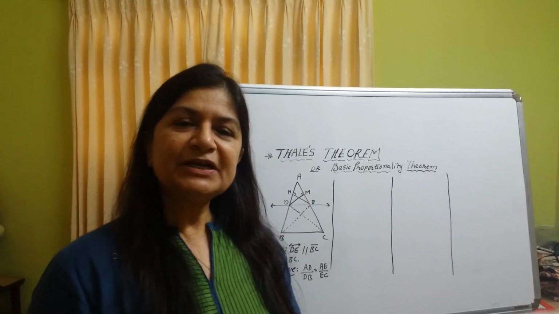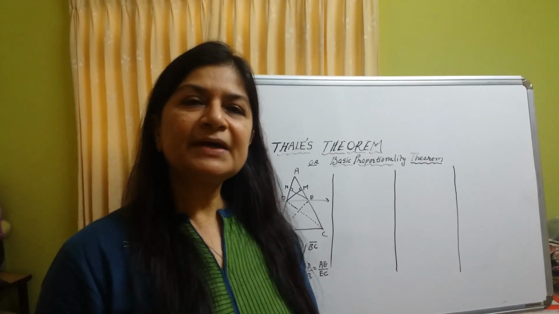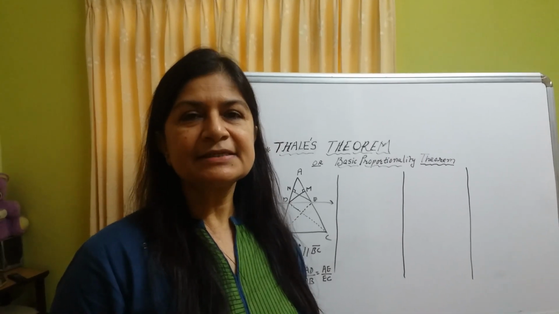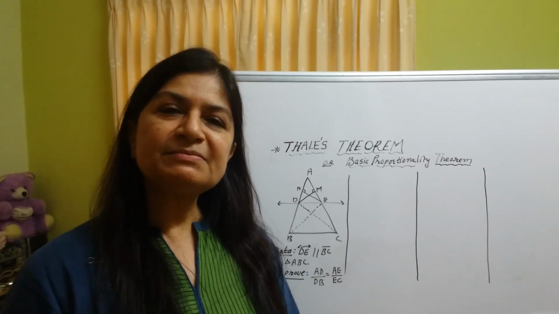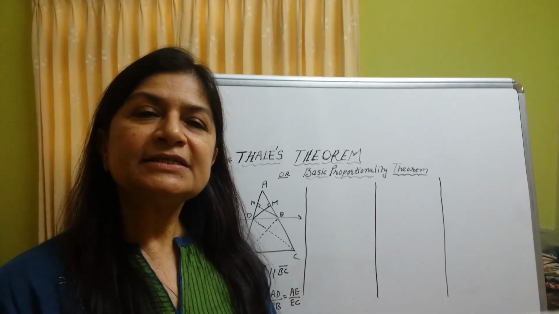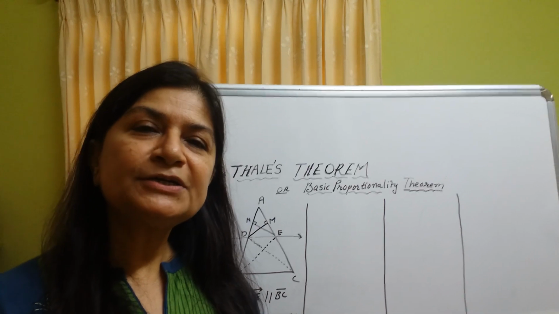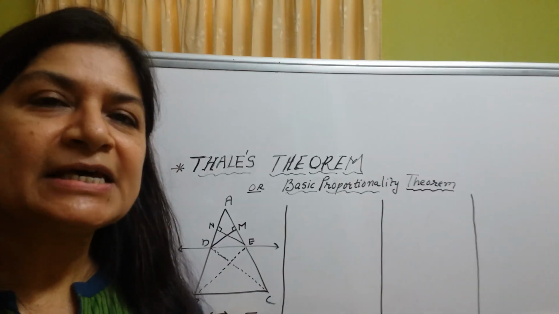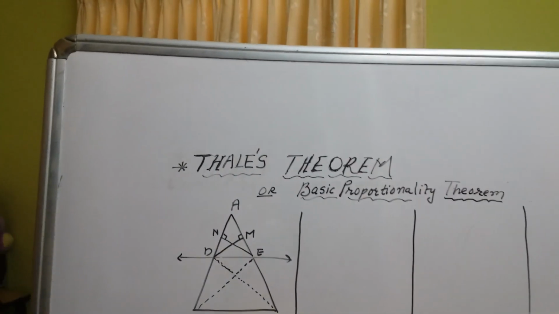In the last video, I shared a topic relating to Standard 10 Maths Chapter 6 Triangles. That was all about what are similar figures and what is similarity of triangles. Today in this video, we are going to learn an important topic which is about Thales theorem, also known as basic proportionality theorem.